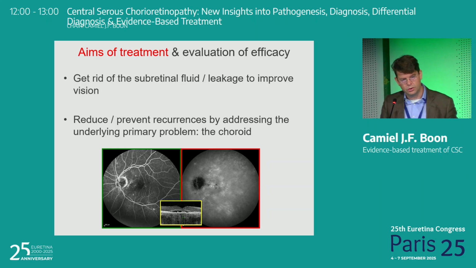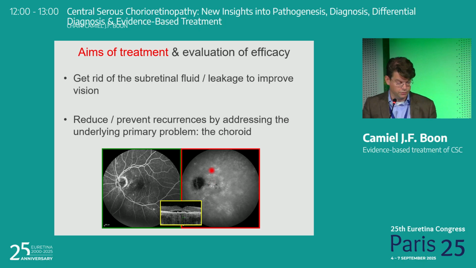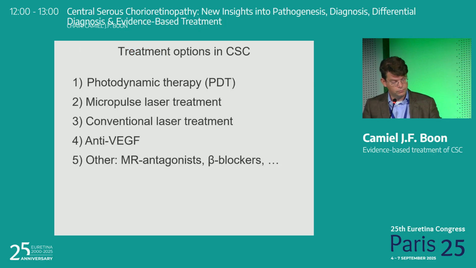But of course, you would also like to reduce or prevent recurrences by addressing this primary problem, which is the choroid. This is an interesting illustration, this case of a man who had relatively subtle, although multifocal changes on FA with chronic CSC. But here you see the ICGA. You see that the abnormalities in ICGA are much more extensive and probably lie at the basis of the disease. What you see on FA and OCT is just the tip of the iceberg.